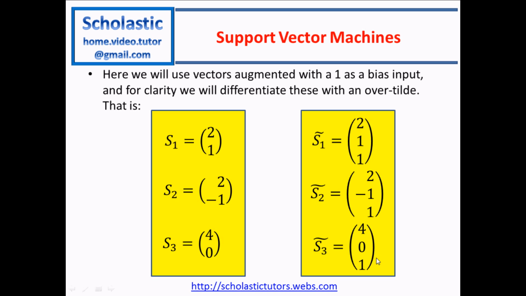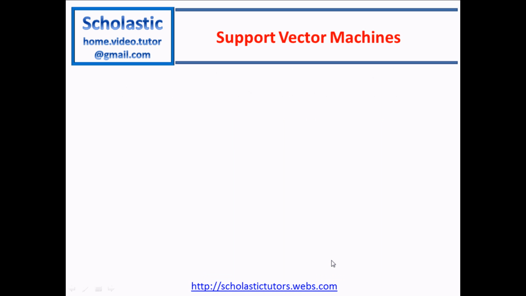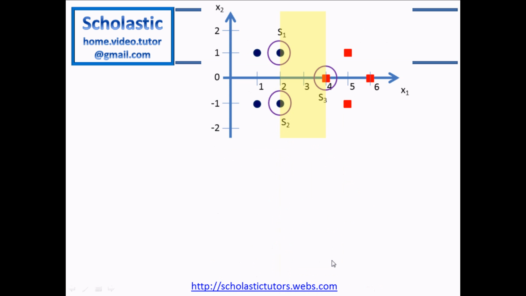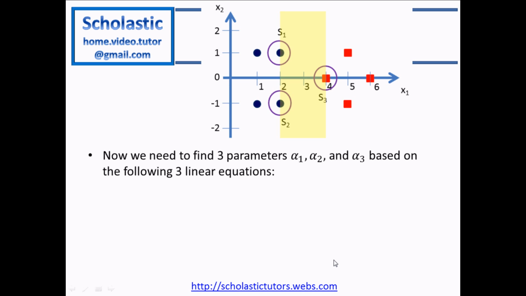Let's see why we use that. We are going to use these three modified support vectors in our calculations. This is what we have in hand, and now we go to the theory of support vectors. Here we need to find the parameters alpha 1, alpha 2 and alpha 3 based on three linear equations.